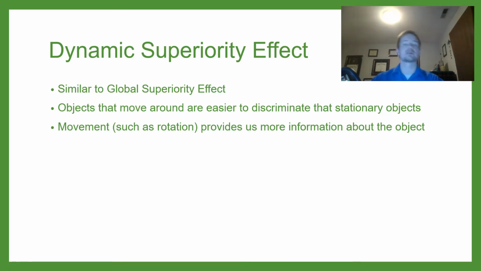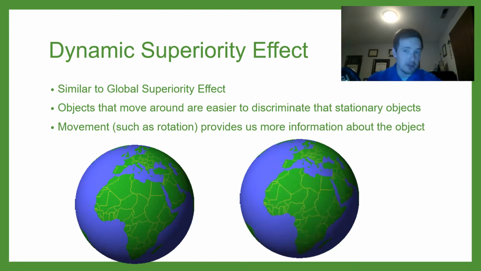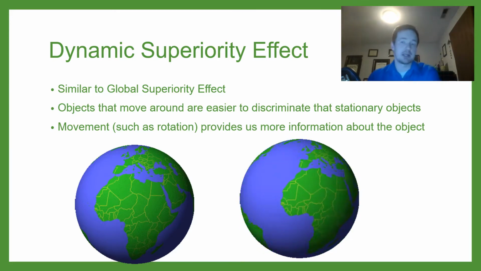The idea here is that if something is moving, if something is rotating, we tend to be able to recognize it better, more quickly than something that is stationary. And part of this is because it grabs our attention, and so we're able to spend more perceptual resources on it than something that is not moving. So the dynamic superiority effect is simply that whenever something is moving, it's easier to discriminate them versus something that is not moving.